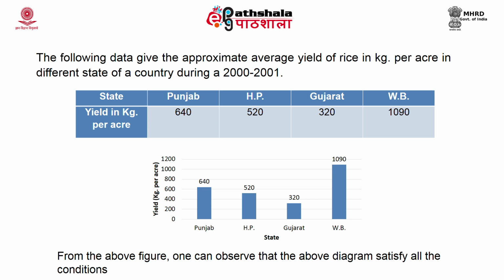So from the above figure one can observe that the diagram satisfies all the conditions, as we can see the bars are of the same width for each state, and one can easily see which bar represents which state, and the footnotes and title add importance for understanding.